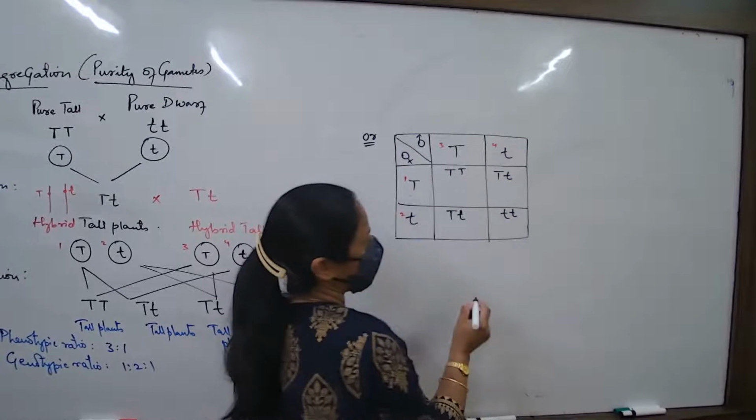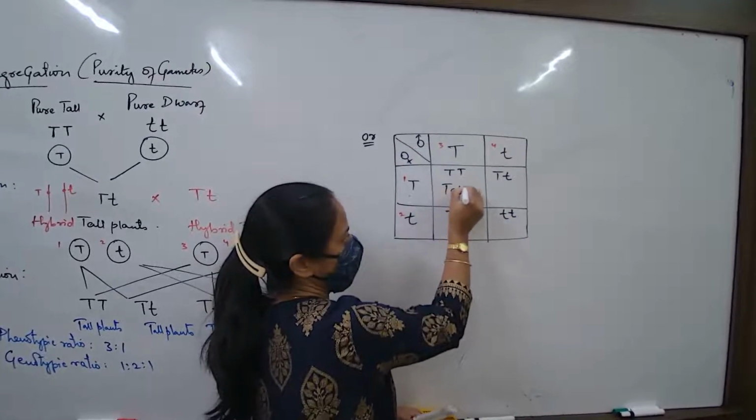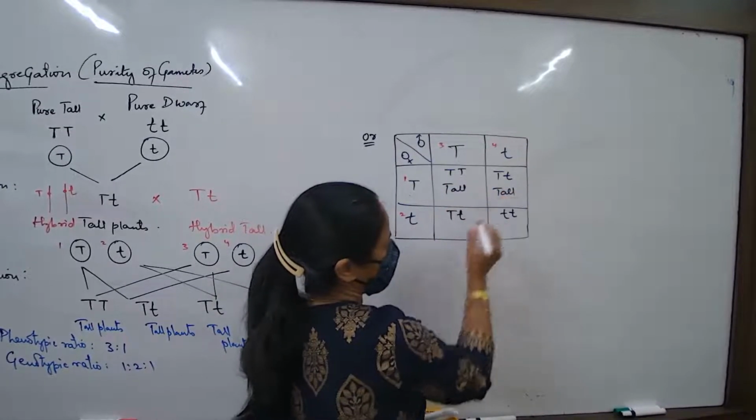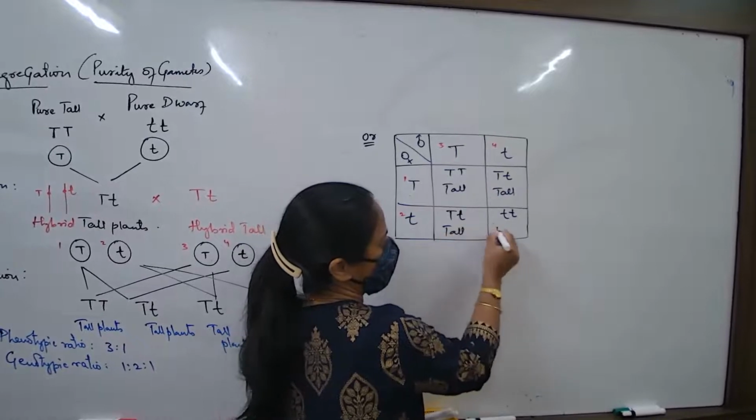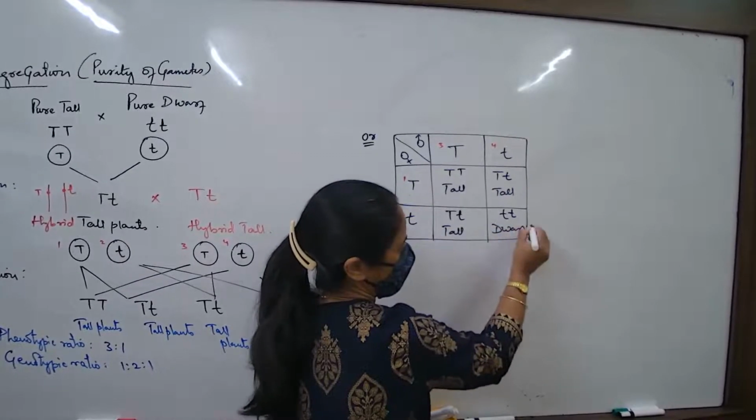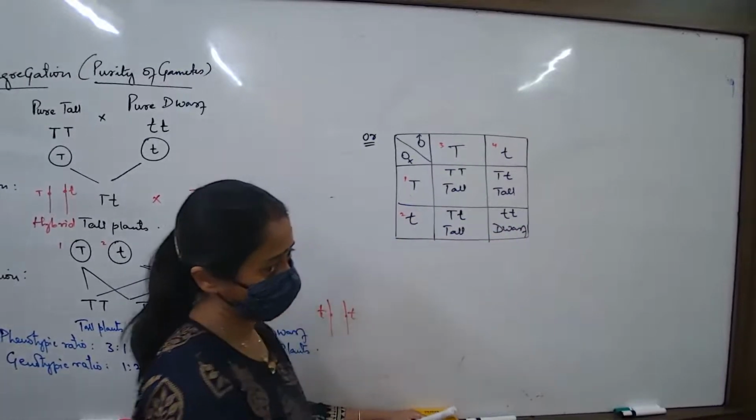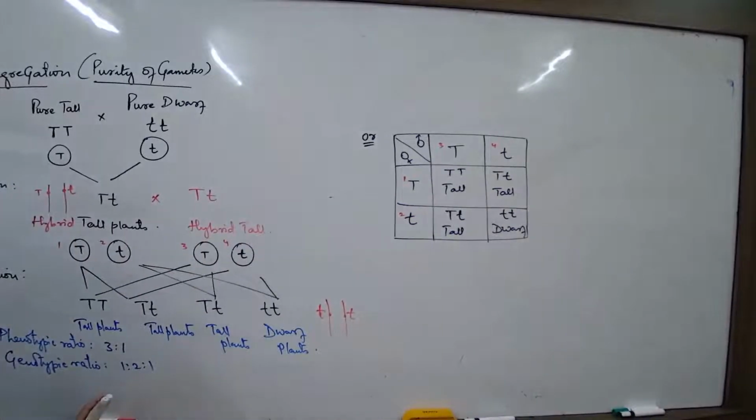This one. What are their phenotypes? Tall. What is the phenotype here? Tall. What about this? Tall. What about this? Tall. Is the phenotypic ratio, genotypic ratio the same like before?